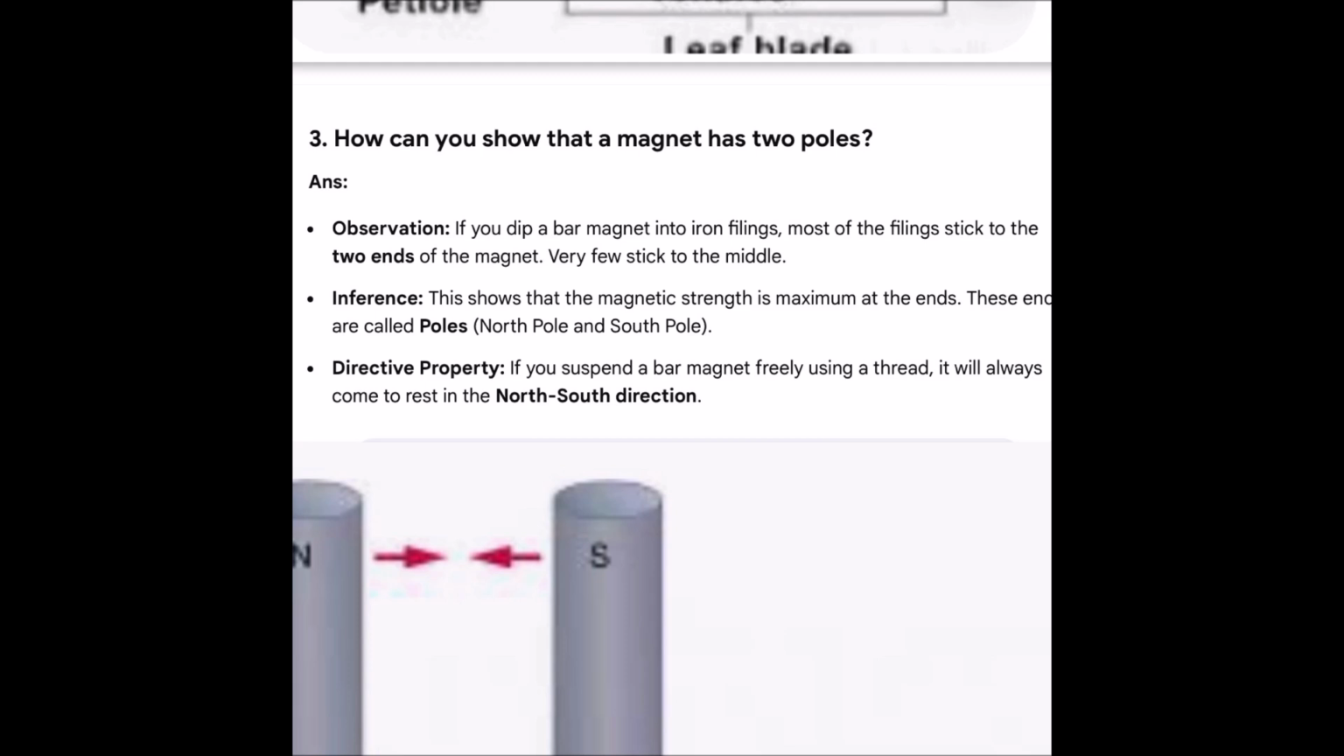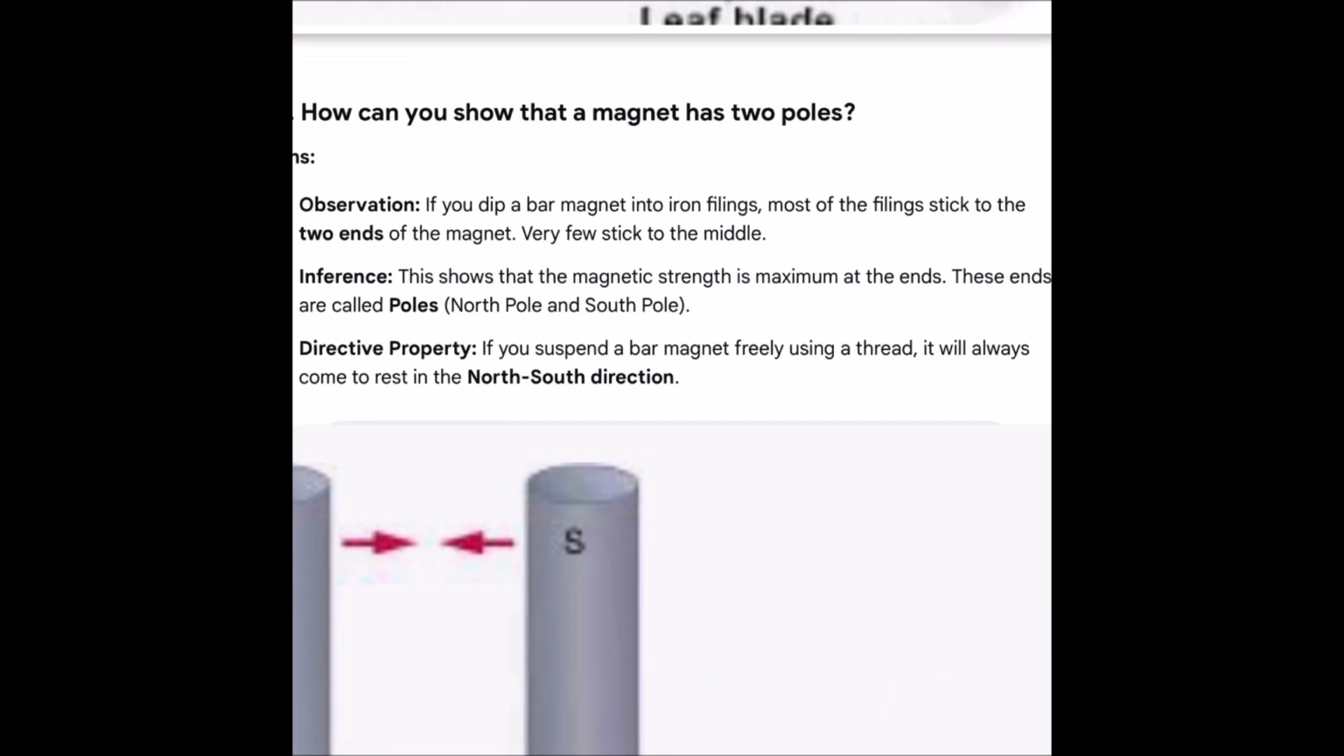This shows that there are strong lines of magnetism or strong magnetic points on the two sides of the magnet. These are called poles of the magnet. Here, through observation, we do the inference which shows that the magnetic strength is maximum at the ends. These ends are called poles, North Pole and South Pole.